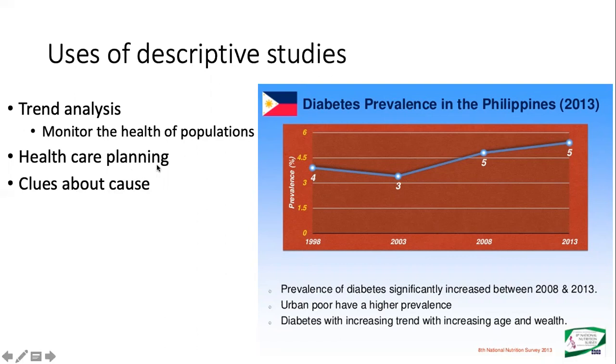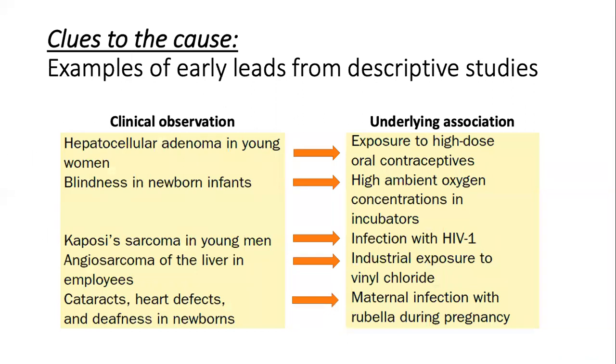And these descriptive studies, the surveillance study, also provide us with clues about what could be causing the trend in that phenomenon. So these are examples of early leads from descriptive studies that gave us clues to the underlying cause of that observed phenomenon. So as I mentioned earlier in an earlier example, a clinician was able to observe hepatocellular adenoma versus hepatocellular carcinoma.